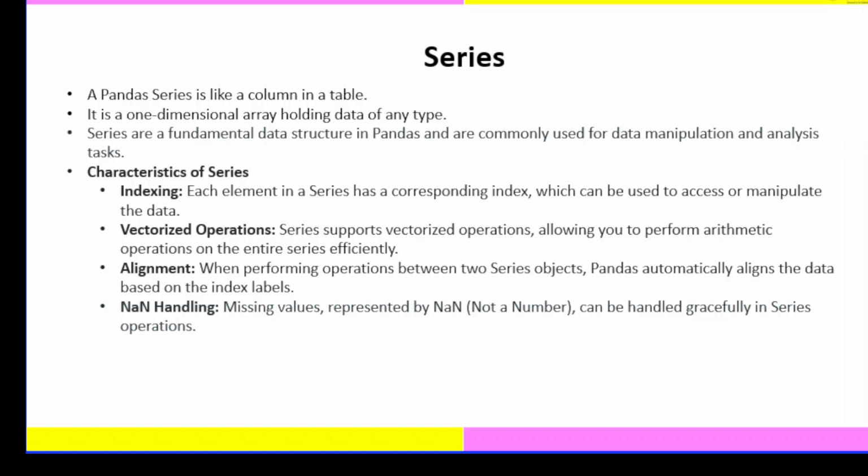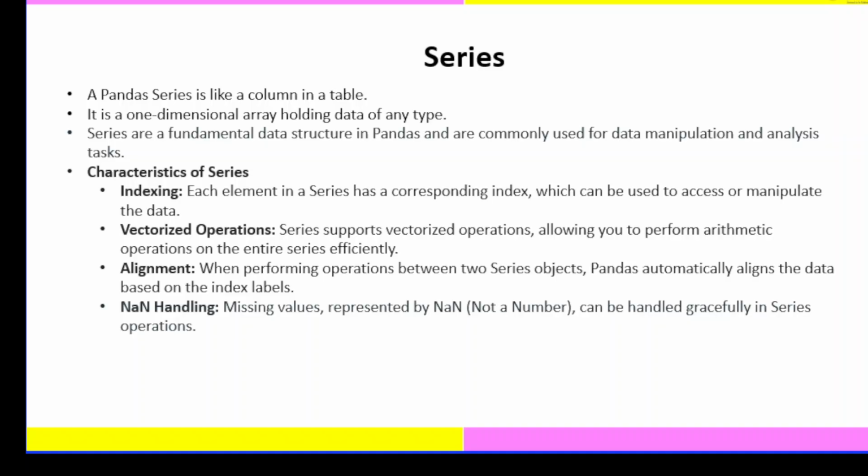Next is alignment. When performing operations between two series objects, pandas automatically aligns the data based on the indices, which ensures that corresponding elements are compared or combined correctly, even if the series have different lengths or indices. And the last one is NaN handling. Pandas handles missing values, which we call null values or NaN, during operations. That means you can perform calculations on series with missing values without encountering errors.